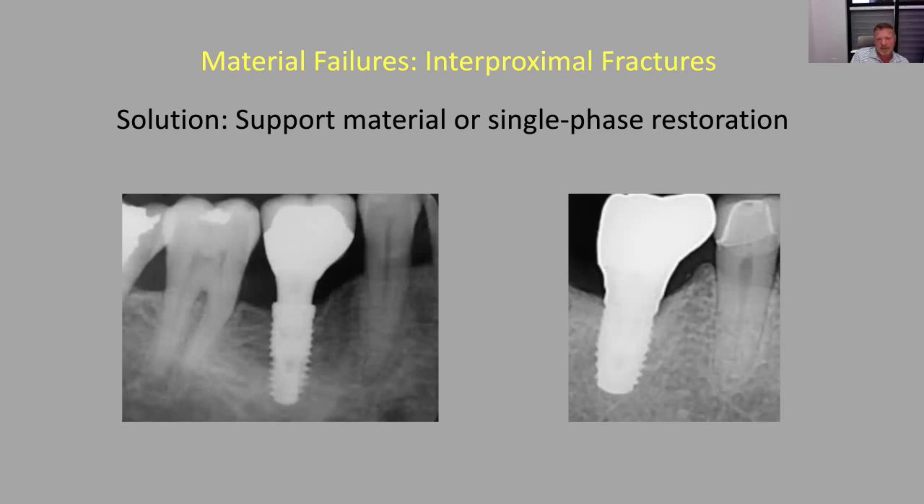So the full zirconia restoration is getting more and more common, but even if you're using a cemented zirconia crown, getting that abutment out and underneath that area of susceptibility is key to protecting that restoration.